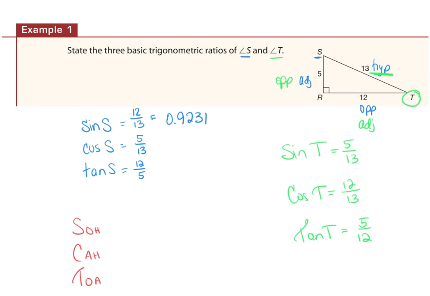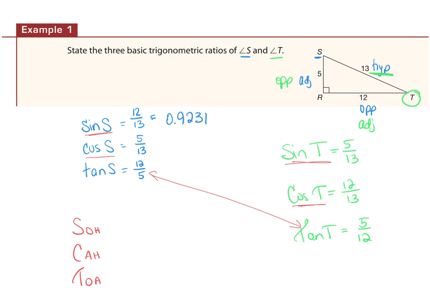So basically when I look at these, the sine of S is the cosine of T, right? The cosine of S is the sine of T. What do you notice about the tangents? They are reciprocals of each other, right? This will always be true of complementary angles.